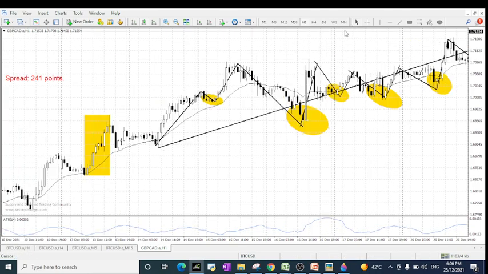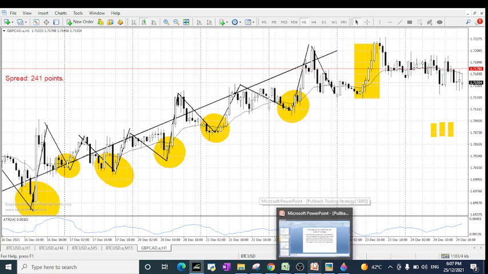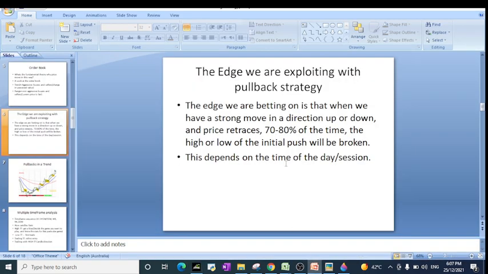On the higher time frame, this is what it looks like. It looks like I showed you before. See, a push, we pull back, a push, pull back, push, pull back, push, pull back, up until here. So this is what a pullback looks like, and that's the edge we are betting on. We are betting on when we have a strong push in a particular direction, up or down, and price retraces, 70 to 80% of the time the high or the low of the initial push will be broken. Of course, this depends on the time of the day, time of the day slash session.